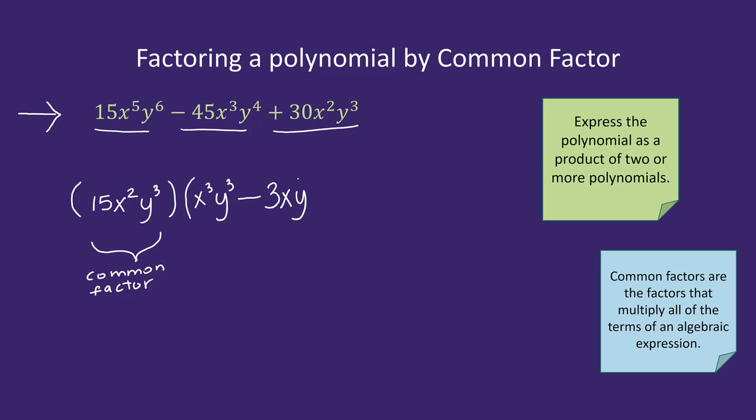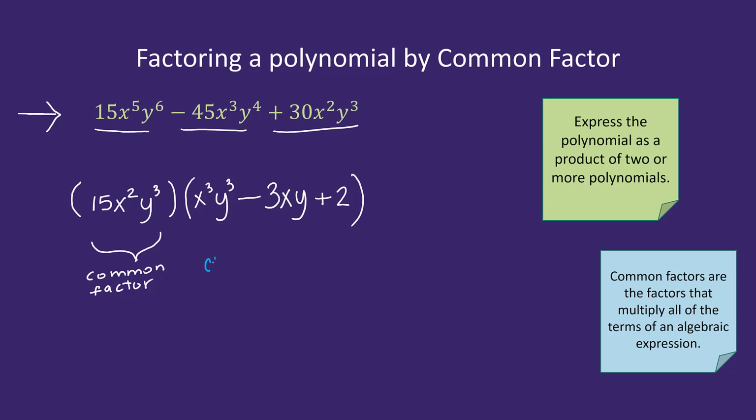Now to find the last term. 15 times what gives us 30? Well, times positive 2, because 15 times 2 is 30. Now x second power times what gives us x second power? It's times 1, so I don't write it. And y third power times what gives us y third power? Times 1 as well, so we don't write it. And we are done factoring. We got the exact same answer we got before.